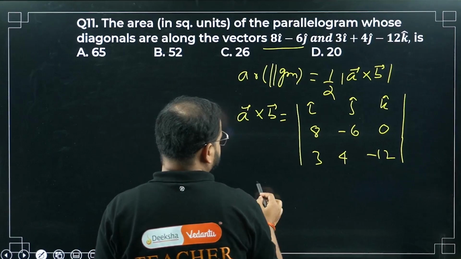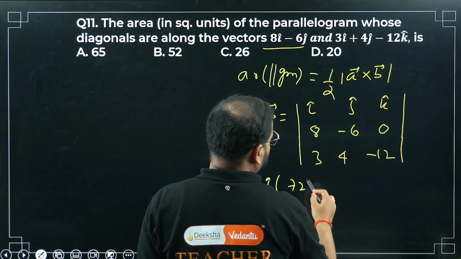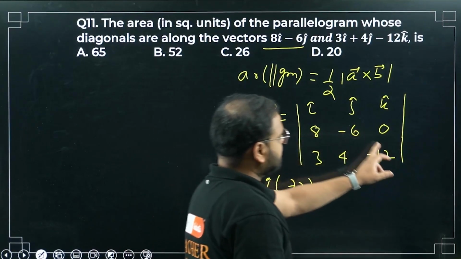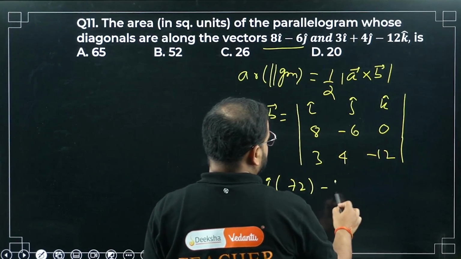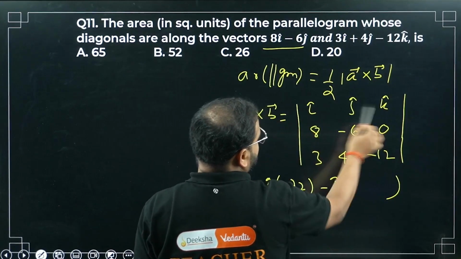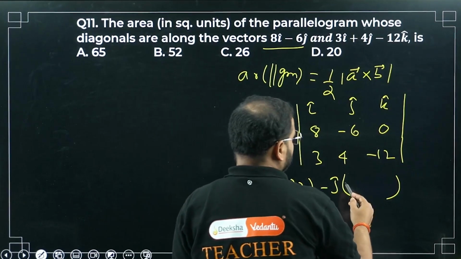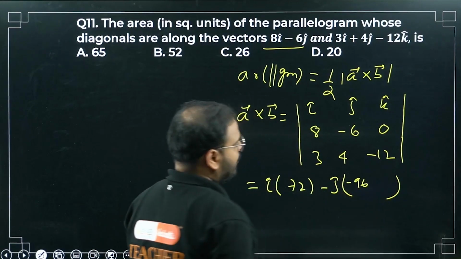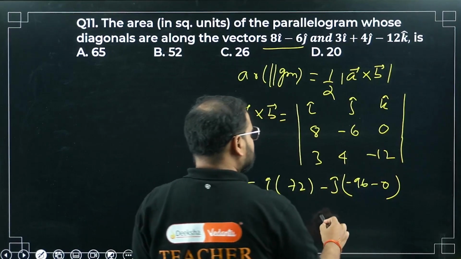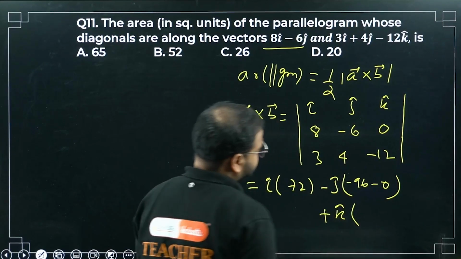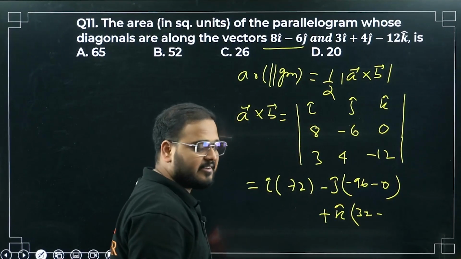So please solve this. I get i cap times 72 minus 0, so simply plus 72, because 6 into 12 is 72, minus into minus is plus, and 4 into 0 will be 0. Now minus j cap times, please check, cancel the first row and the second column: minus 12 times 8, minus 48, minus 96, right? Minus 0, because 3 times 0 is again 0. For the last one, which is k cap, I'll have 8 times 4, so 32, and minus 6 times 3, 18, with a minus sign.